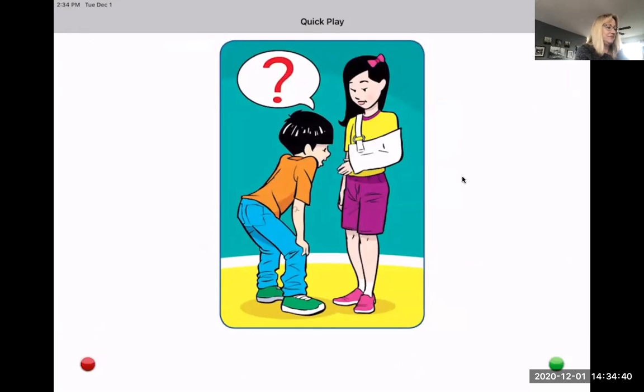All right. What do you think that boy is asking the girl as he stares at her injured arm? I'm thinking, what, does, is. Okay. Maybe what happened to you? Does your arm hurt? Is it uncomfortable to wear the sling and the cast? Okay, stuff like that.